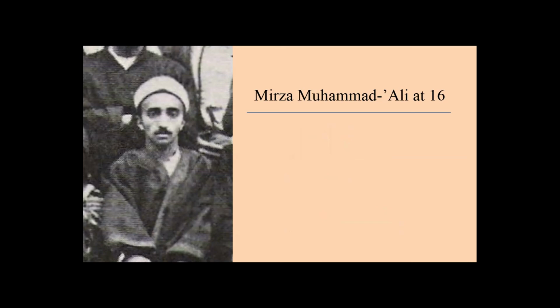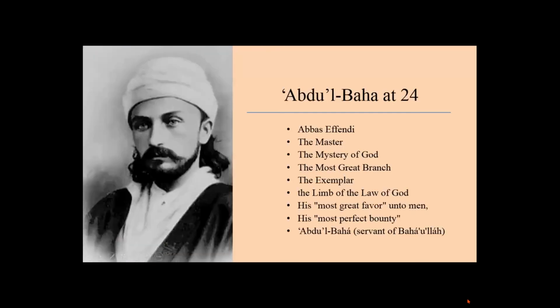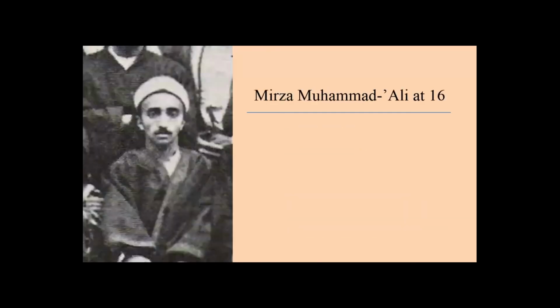This is Mirza Muhammad Ali, the one who would be the vicious enemy opposing Abdul-Baha. Incredible things that he did. And at the same time, Abdul-Baha is 24. His younger brother, Mirza Muhammad Ali, is 16.